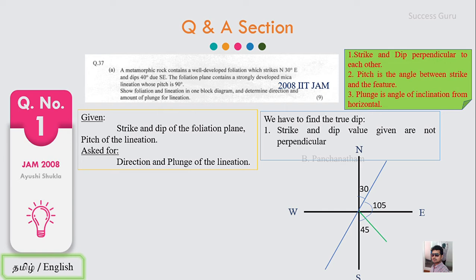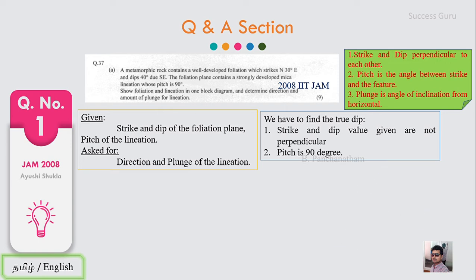We have to find out the true dip amount, because the pitch given is 90° from the strike. So in the pitch direction we have to find out the plunge of that lineation. To solve this question we have to find out the true dip, and the true dip amount will be equal to the plunge of this lineation. Is that clear? Okay, so let's solve this question in this way.